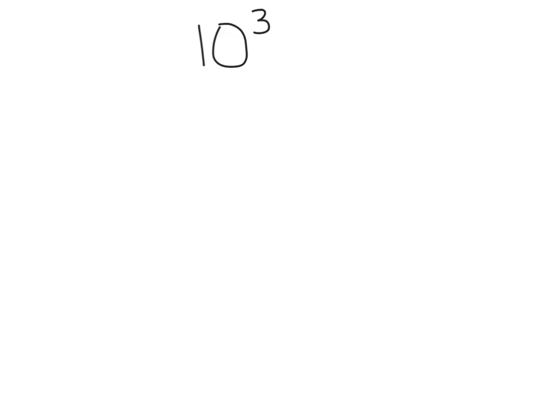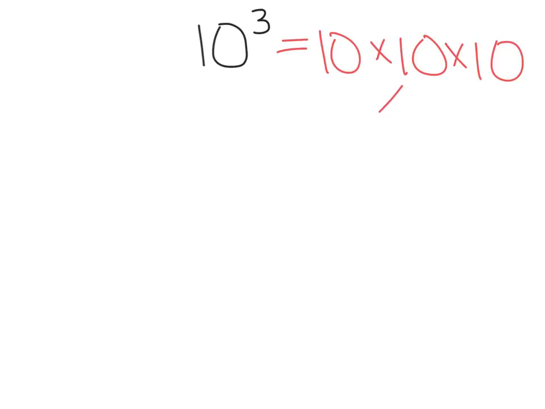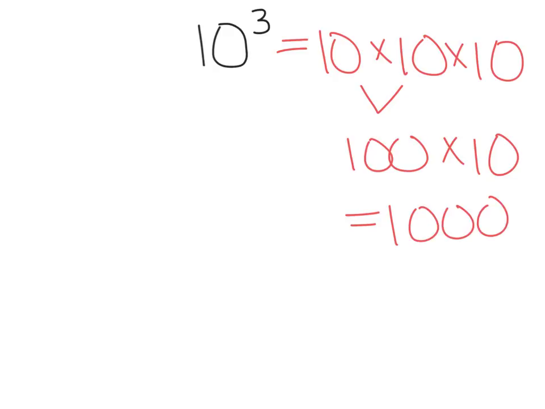Now we have 10 cubed, so that's 10 times 10 times 10. 10 times 10 is 100, times 10 equals 1,000. So 10 cubed equals 1,000.